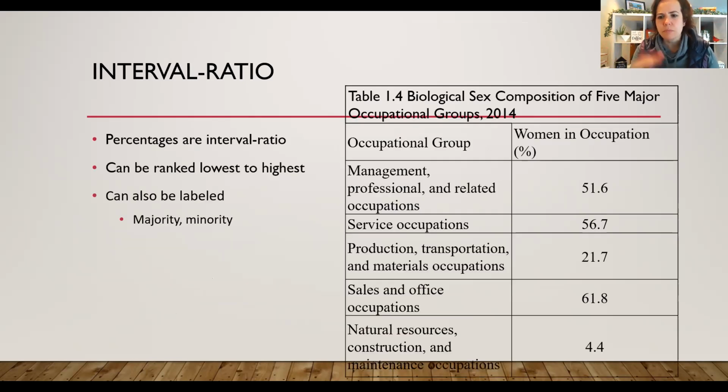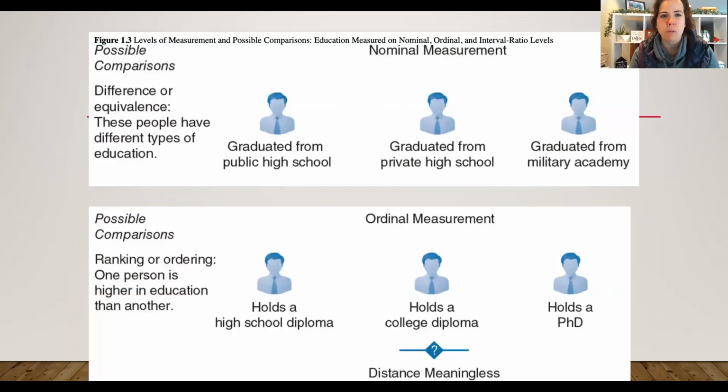Okay, there's several here. So percentages count towards interval ratio. They can be ranked from lowest to highest. You can then break it down into 2 groups. So you show majority and minority. So there's lots of things you could do to help out. Okay, so possible comparisons here. I'm going to look at the screen, although you probably can't see it.